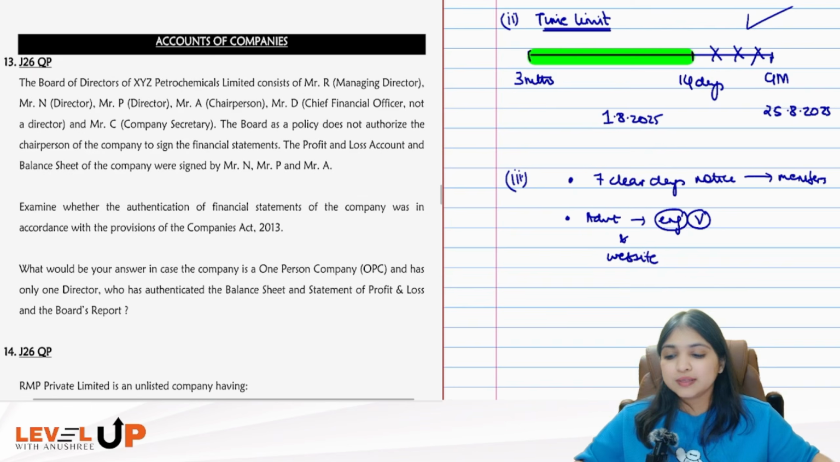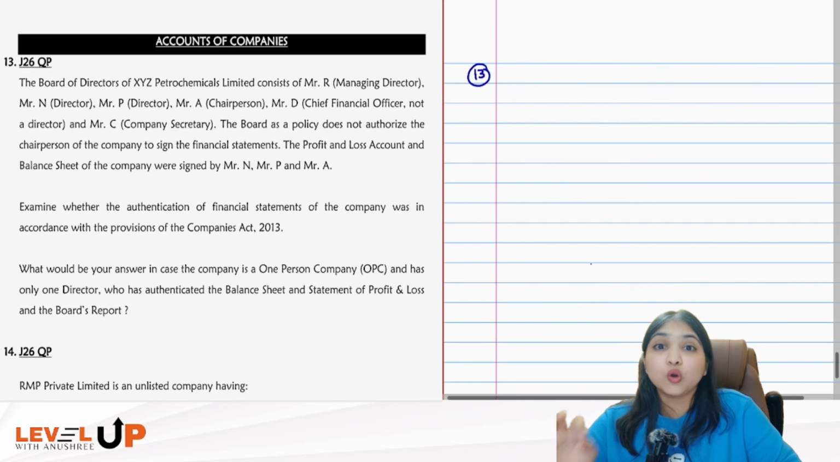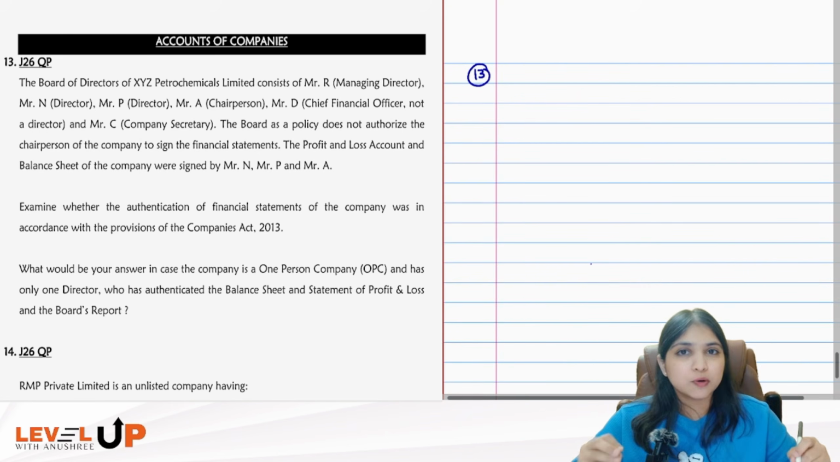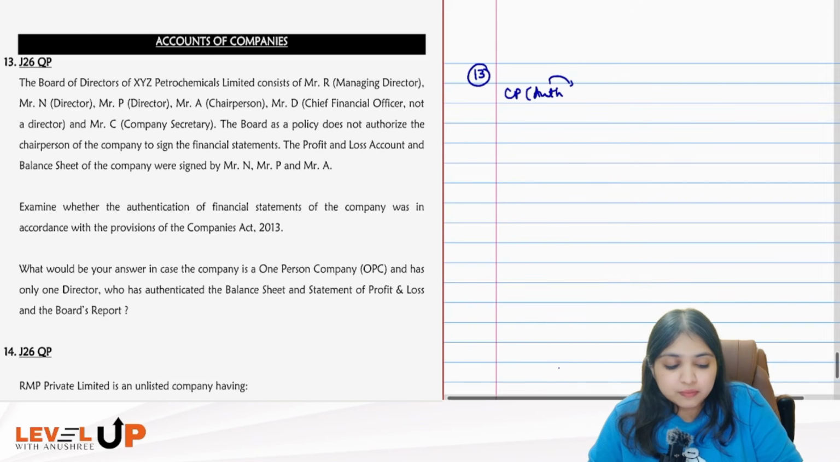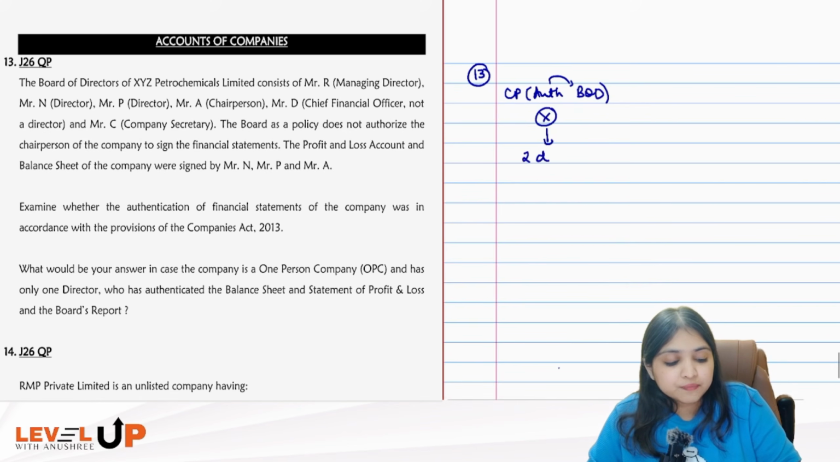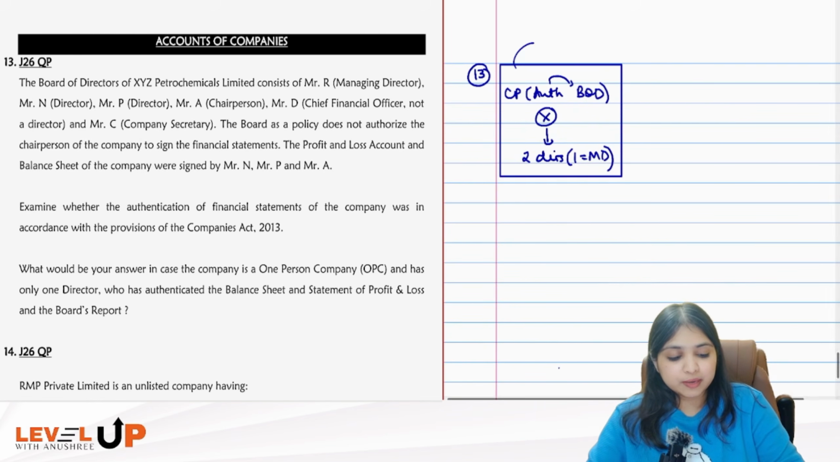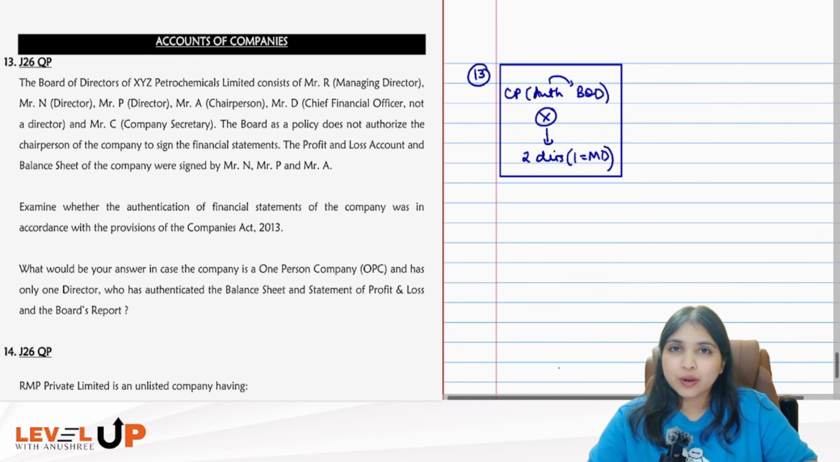Then come to our next question, question number 13, which is from your accounts of companies chapter. This question is about authentication of financial statements. Who has to sign the financial statements? Let's talk about this. It's very simple. See, the financials of the company have to be signed by the chairperson if he is authorized by the board of directors. If he is not so authorized by the board of directors, then it has to be signed by 2 directors, out of which one of them has to be a managing director. So the first box: either it will be signed by the chairperson if authorized by the board, or if not authorized, by 2 directors, out of which one will be managing director.